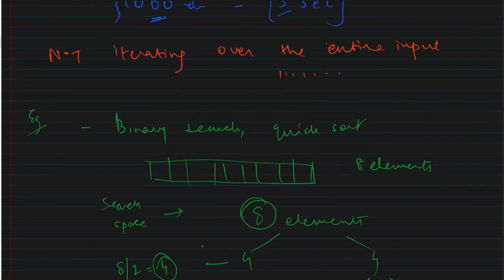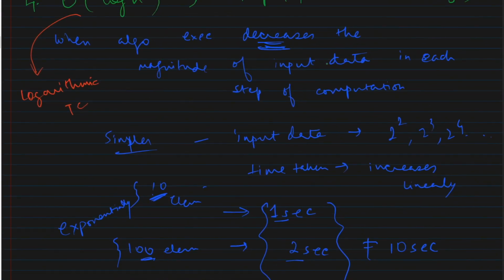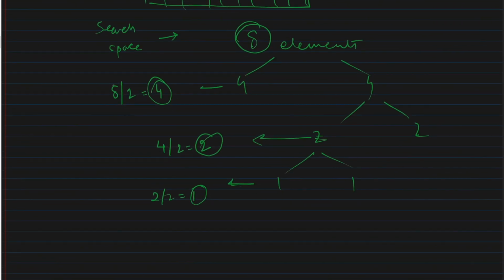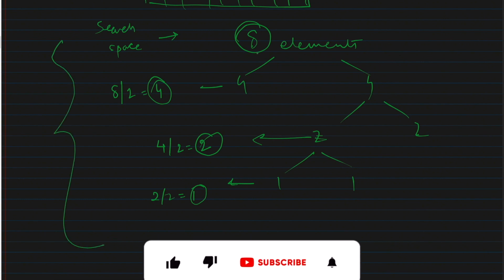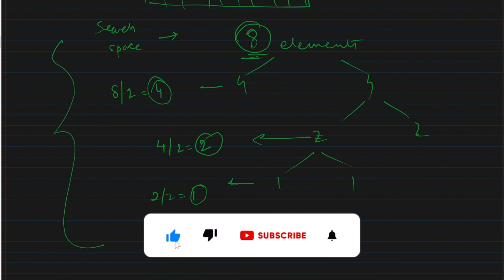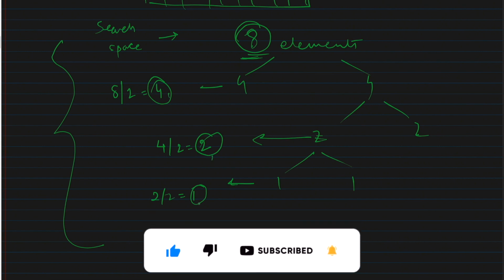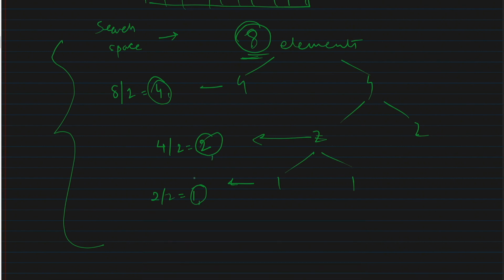So when I made a point that the magnitude of data is decreasing with every step, this is what is happening. The magnitude of the data started with 8, then came down to 4, then 2, and then 1. And it stopped, because 1 element means we are done. How many iterations are we doing? We are actually doing 3 iterations: 1, 2, 3.